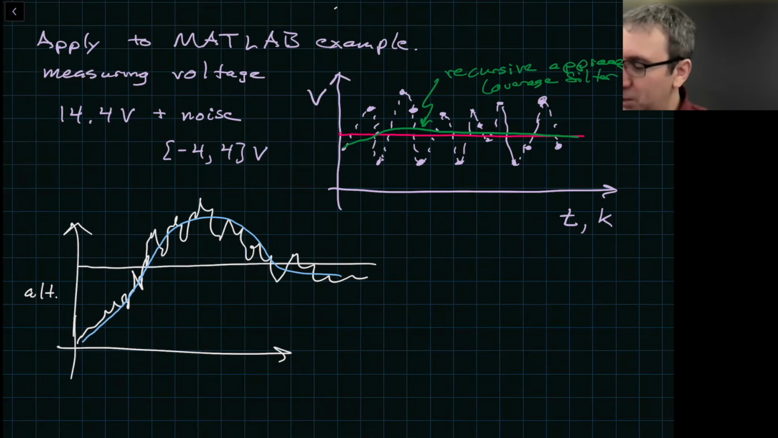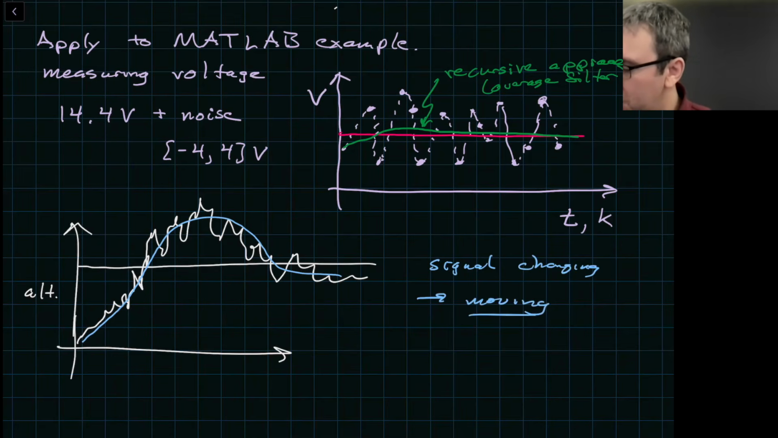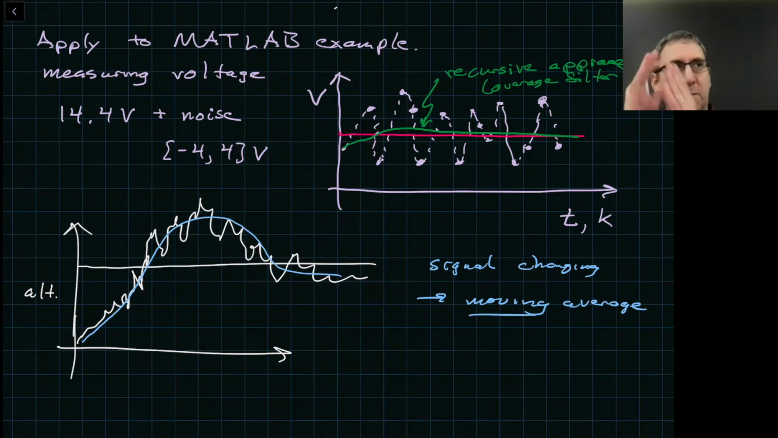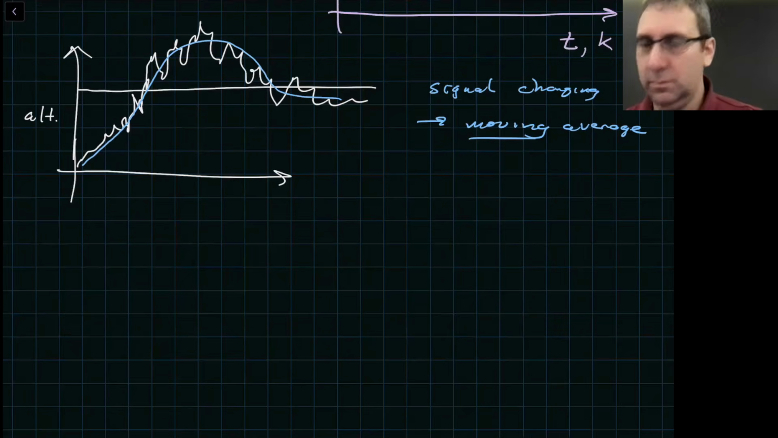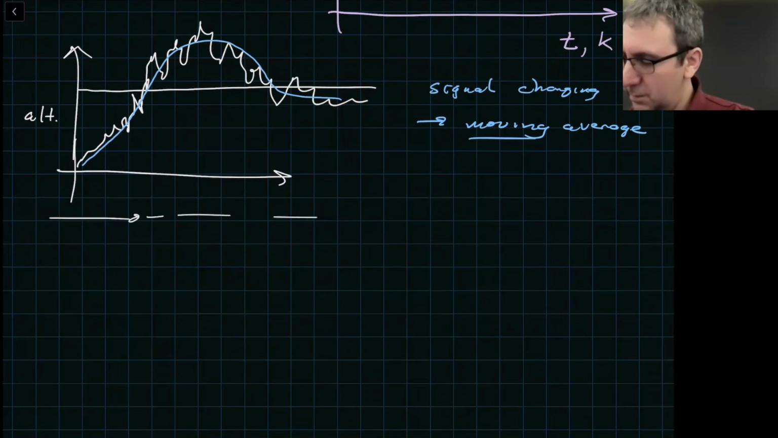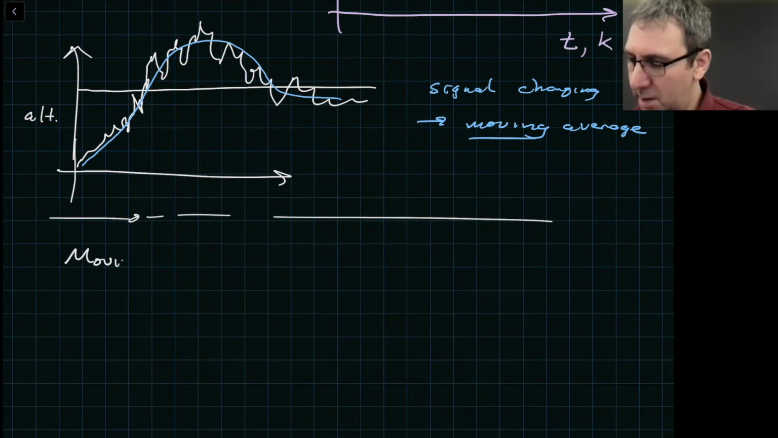So if a signal is changing, then you want to use a moving average. Meaning it's not averaging over everything, it's averaging over the last n data points. And you could change that window n to get different things. So I'll call this the moving average filter.